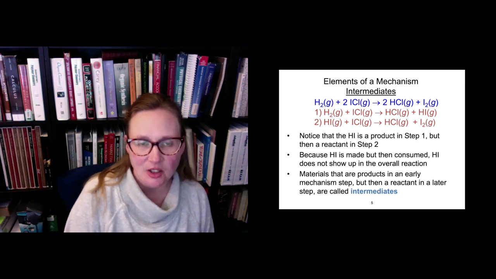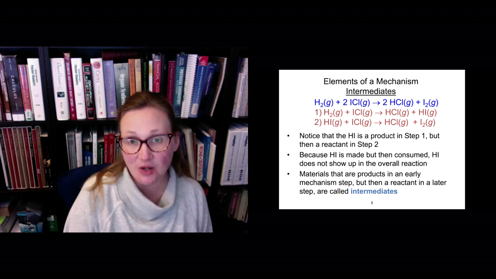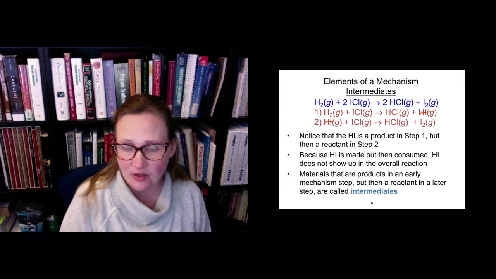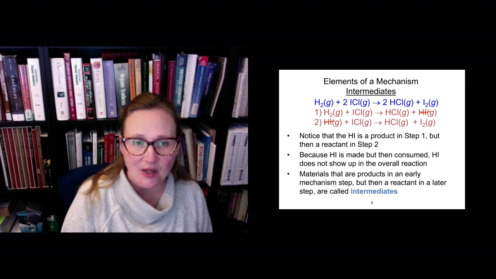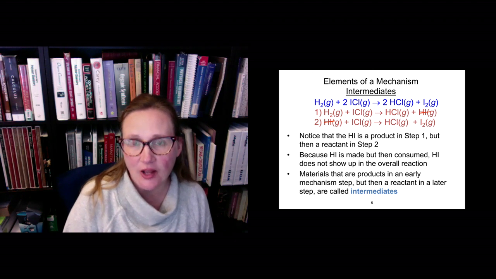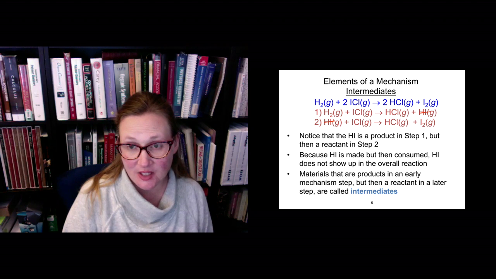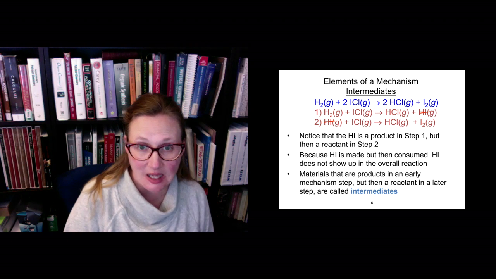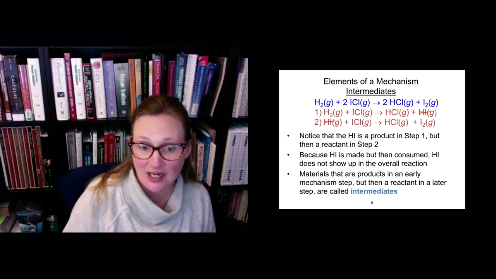Those compounds that don't show up in the overall reaction but show up in the elementary steps are called intermediates. And what we do when we write the elementary steps is we can just cross out those intermediates and we can add up the elementary steps to give us the overall reaction. And you can see once we cross out the HI intermediate, we have H2 plus 2ICl forms 2 HCl molecules plus I2.